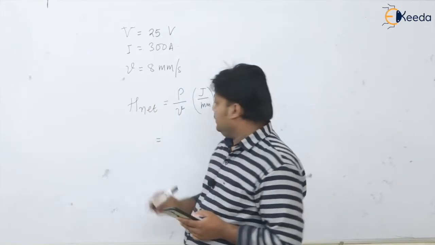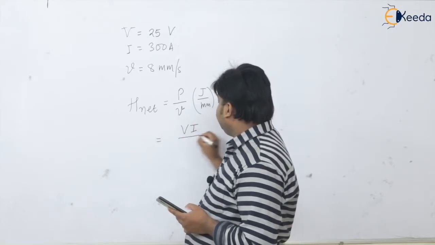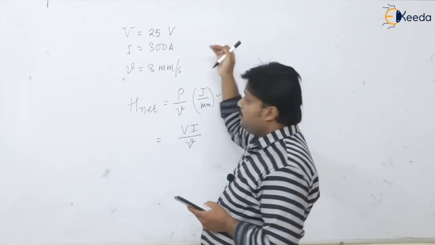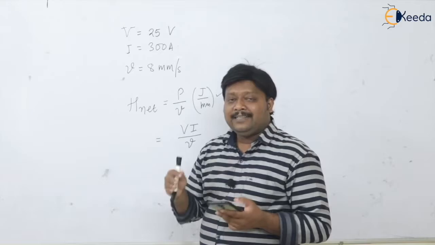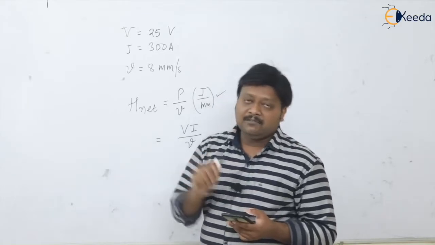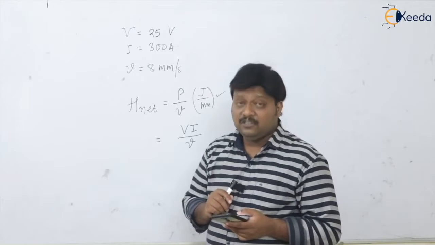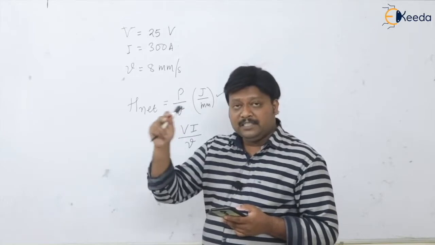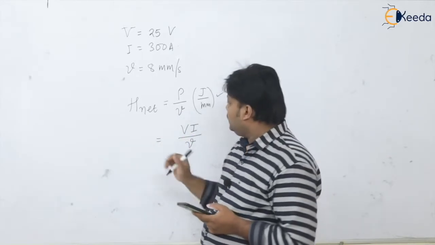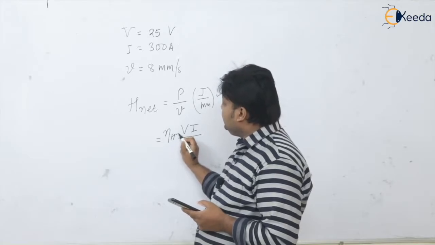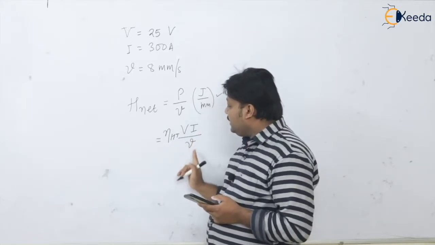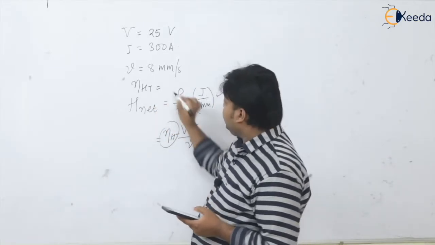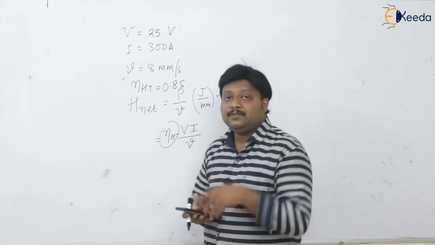Power is nothing but V into I, divided by small v. And if the heat transfer efficiency is given, the heat is actually generated at the tip of the electrode, and that heat is idealized as the heat available at the work, but we have not considered any losses there. So if we consider any losses in the transfer of heat from the tip of the electrode to the workpiece, then the heat transfer efficiency is given, that is eta ht into VI divided by v, and it is given as 0.85. 85% heat transfer efficiency is there.